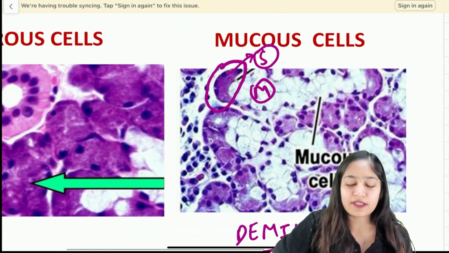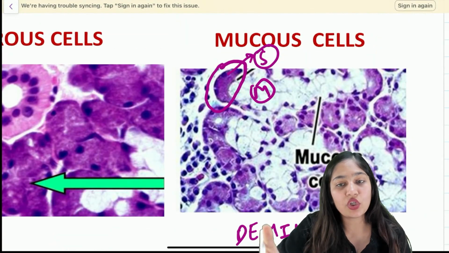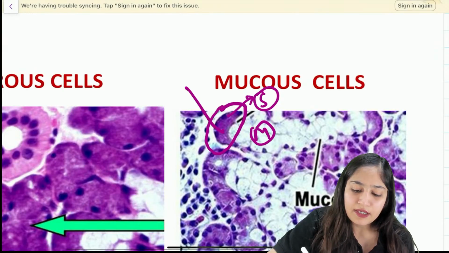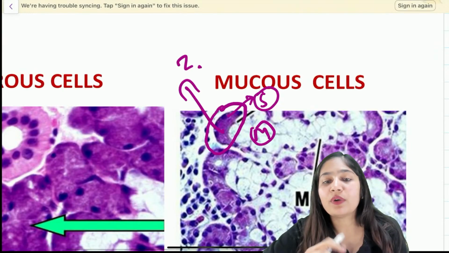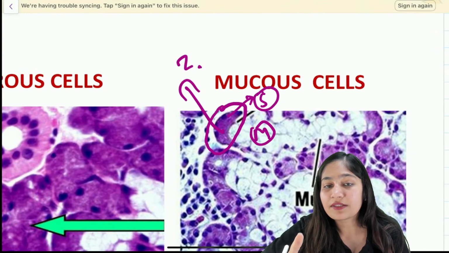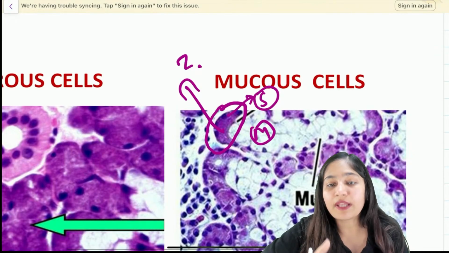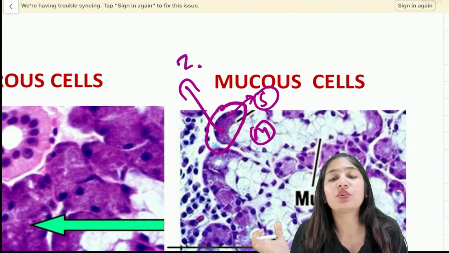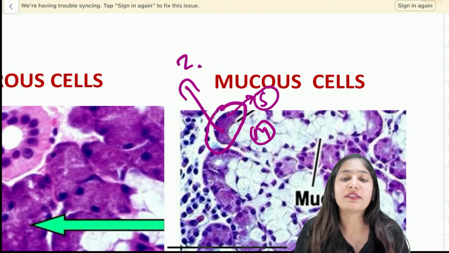Serous demilunes. You can be asked an image based question on this also. An arrow mark can be shown and you have to identify the structure. So it is half moon shaped, you can see, present over the mucous acini. So it is definitely serous demilunes.